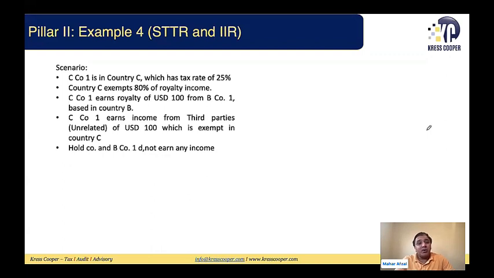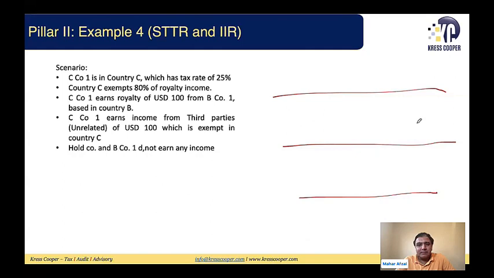So company CICO earns royalty income of 100 from BICO. Just look into this. Assuming this is country C, this is the CICO in country C. Assuming this is company B, CICO is earning income from B. The income is 100, and this is the royalty income.